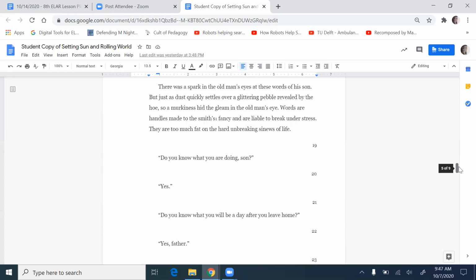There was a spark in the old man's eyes at these words of his son, but just as dust quickly settles over a glittering pebble revealed by the hoe, so a murkiness hid the gleam in the old man's eye. Words are handles made to the smith's fancy and are liable to break under stress. There is too much fat on the hard, unbreaking sinews of life. Do you know what you're doing, son?